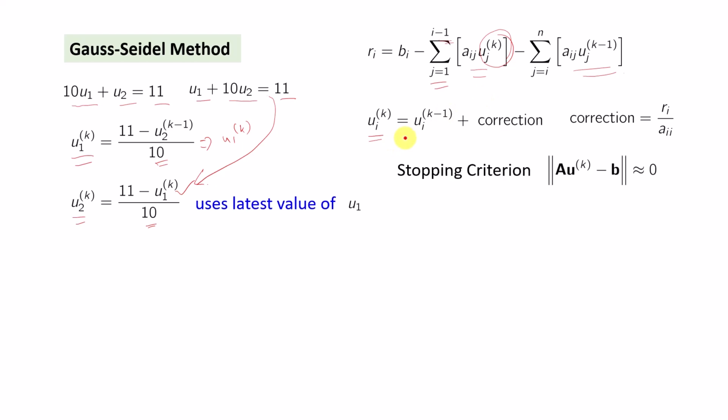To stop this iteration, I'll say that when Au minus b, which is a vector, has a norm that is small enough, we will stop the iteration. But this norm of the vector can be easily calculated, as it is connected to ri. So it can be easily calculated from ri.